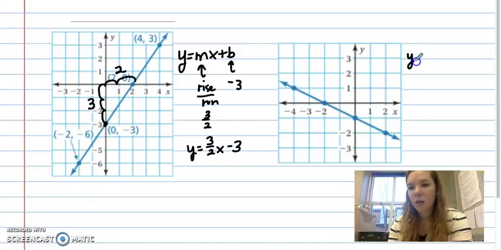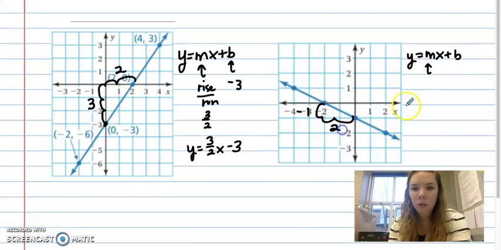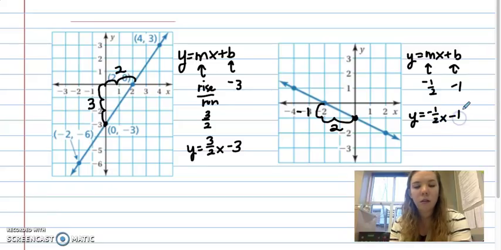So again, we're going to do the same thing over here. Slope is our rise over our run. So in this case, we're going down 1 and over 2, which is -1/2. And our b is where it touches our y-axis, which in this case is -1. So this would be y equals -1/2 x minus 1. So go ahead and pause. Make sure your notebook looks like my screen, and then you can move on.